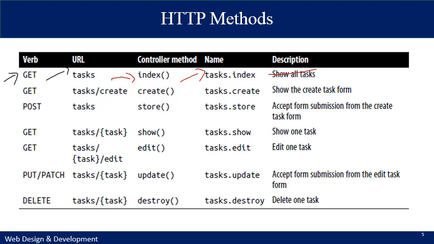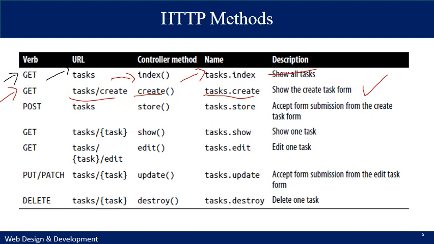if you want to create a new task, or if you want to add or insert a new entity instance in your database, you can do another get method, and you can use the create URL, and it can be achieved by the create method of the controller, and it can be named as task.create, and it helps you to create a new task form in which you have the input fields to create a new task.